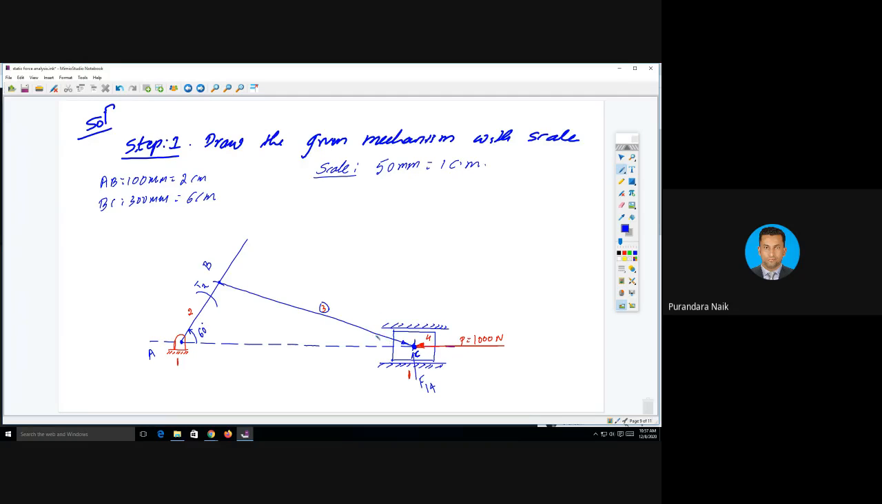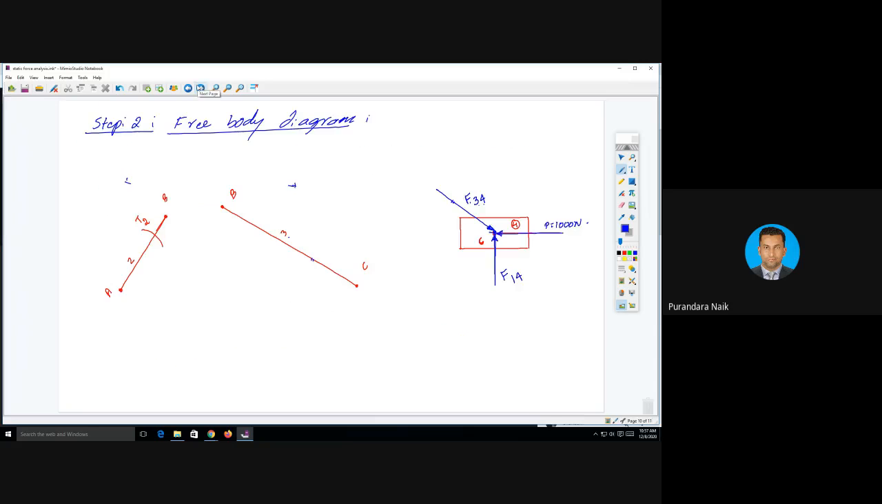And we have one more force. Link number 3 is connected to link number 4. There is a force acting by link number 3 on link number 4. F34 and F14, correct? That I have shown here. F14 is exactly vertical, and F34 is along the direction of link number 3. Any doubt?